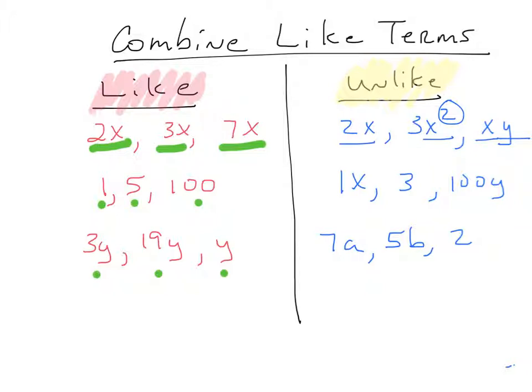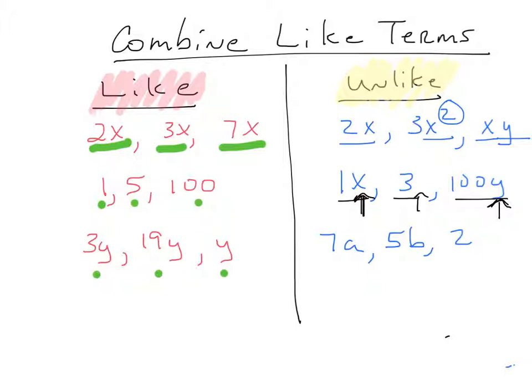The next category, our next row, is 1x, 3, and 100. Notice they all have a number, but they don't have the same variable. This one has a y for a variable. This has no variable, and this has a y. I'm sorry, this has an x. This right here has an x for a variable. This has a y for a variable. They don't have the same variable, therefore they are unlike terms.